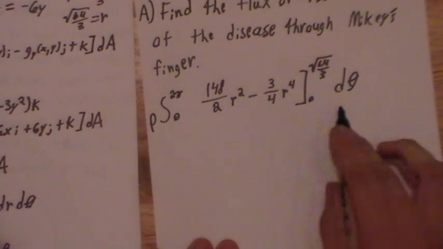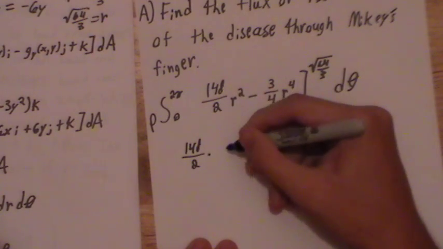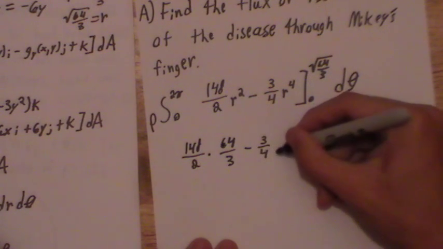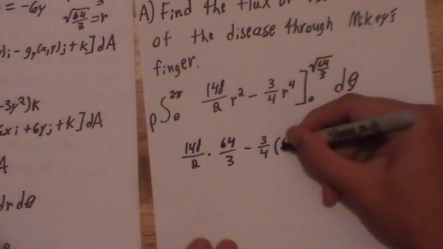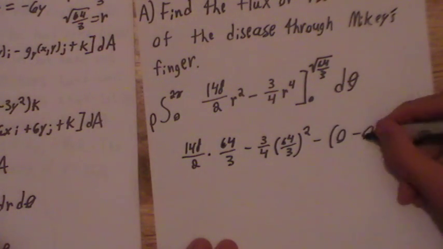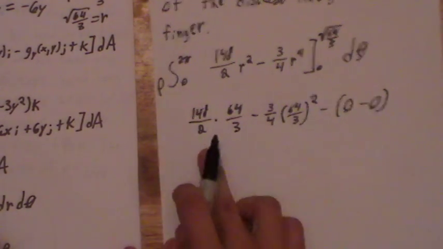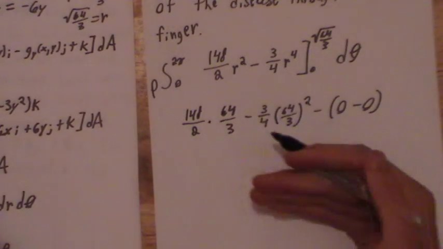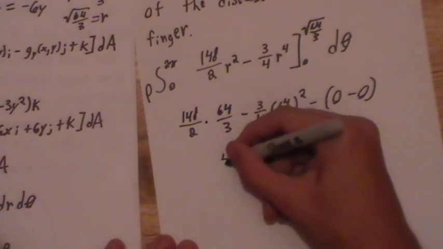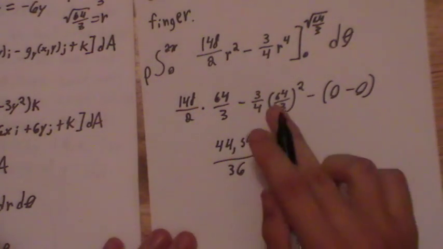So now if you solve this, you'll get 148 over 2 times 64 over 3 minus 3/4 multiplied by 64 over 3 squared. And then we subtract, of course our first term is 0, so that's 0 minus 0, that's irrelevant. This is a whole bunch of geometry, so I'm not going to show you guys how to do that. This is calculus after all. But if you solve all this, you'll eventually simplify it to the number 44,544 over 36. Trust me on this one.